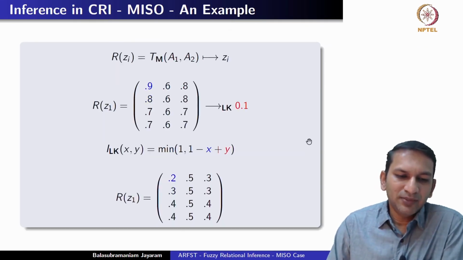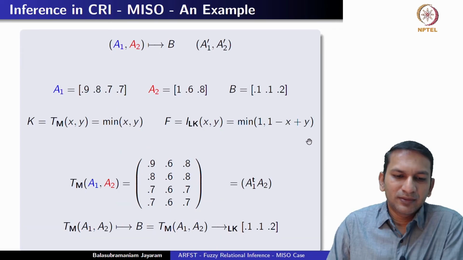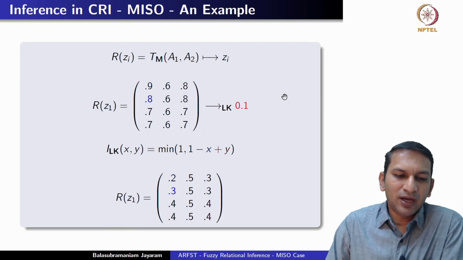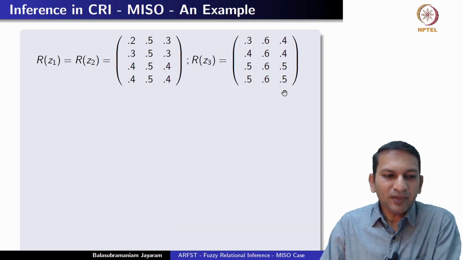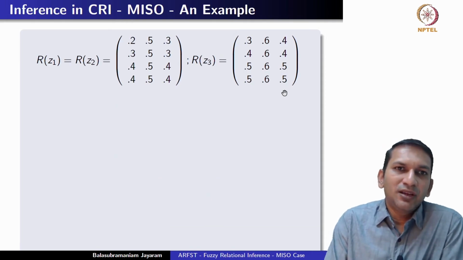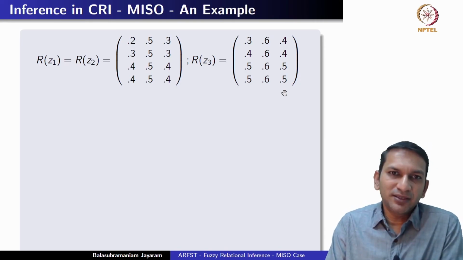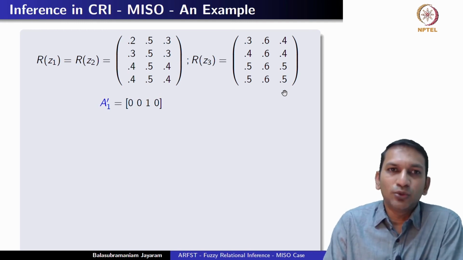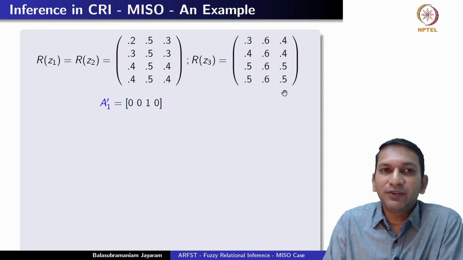Since Z1 and Z2 are same, what we would get is the same for R of Z1 and Z2, and R of Z3 is different. So now this is the three-dimensional relation that we have obtained. You could think of it as three 2D matrices, perhaps on 3 sheets of paper. Now, this is building the relation representing the rule, a single multi-input, single output. Now, we need to be able to infer with this.